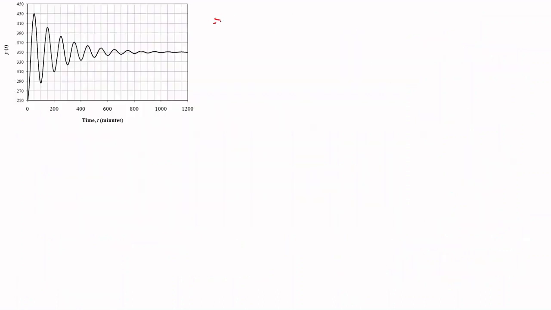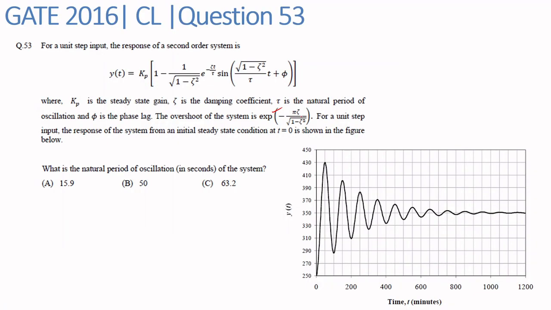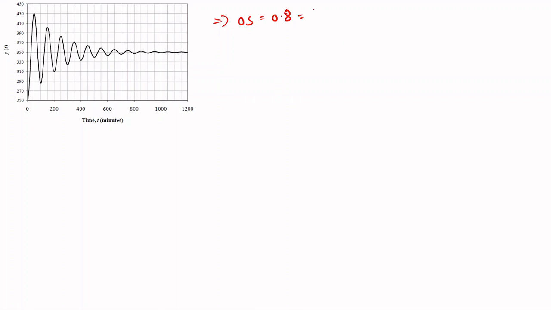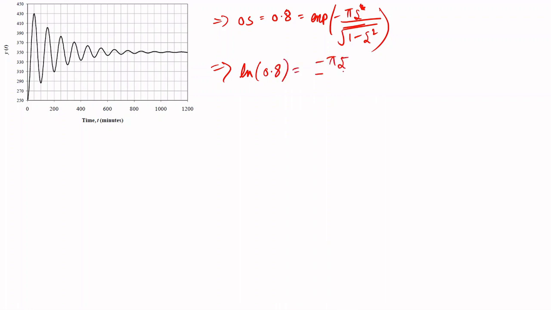What we have calculated until now is that this overshoot is 0.8, and the formula of overshoot has been provided in the question. It is exponential of minus of pi zeta upon under root of 1 minus zeta square. So we need to solve this equation to find the value of zeta. We will take a natural log on both the sides. So we will have ln of 0.8 is equal to minus of pi zeta upon under root of 1 minus zeta square.